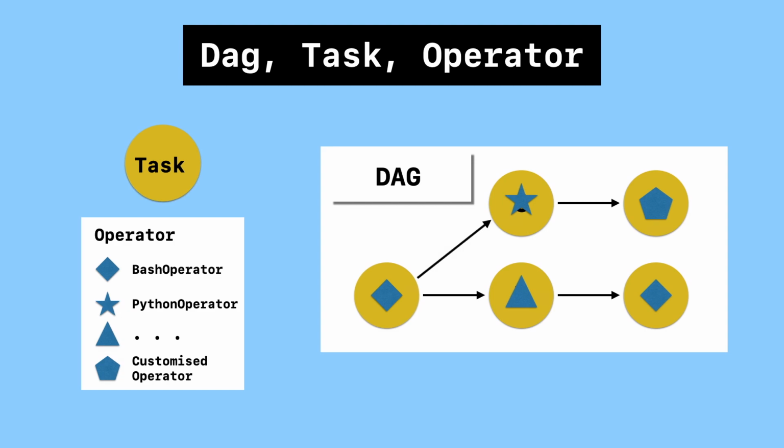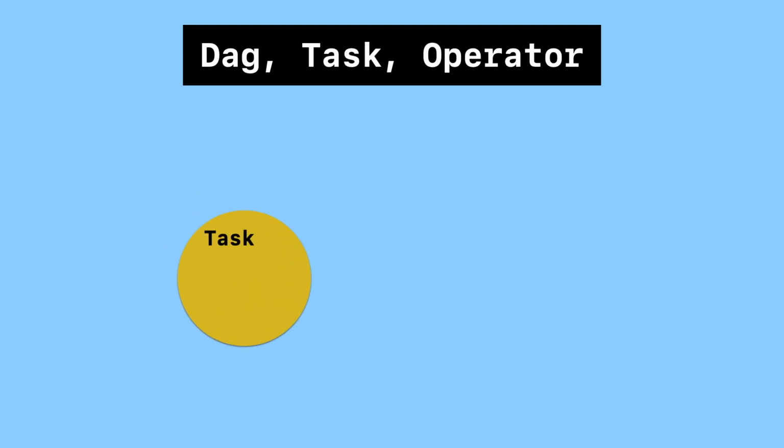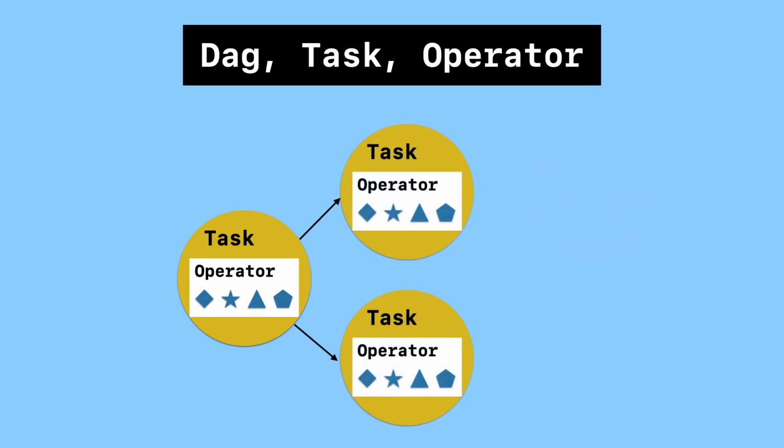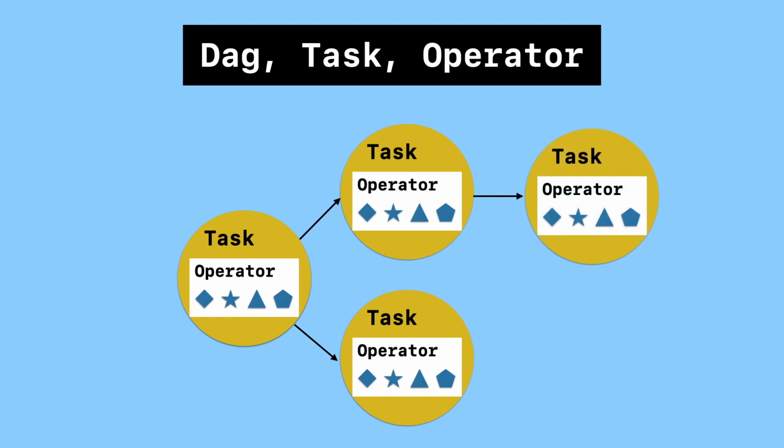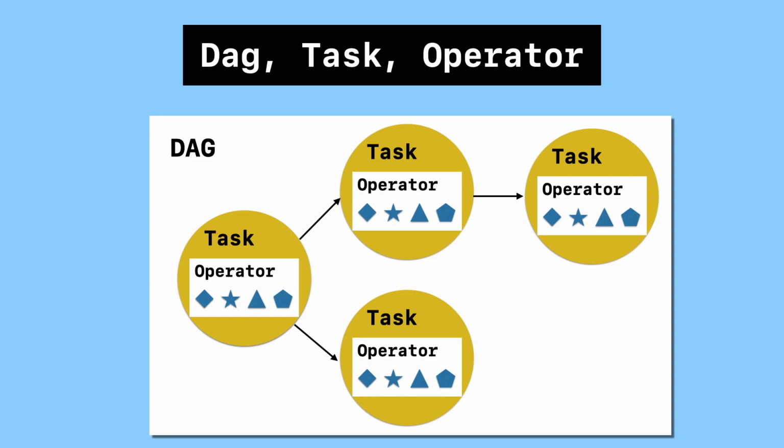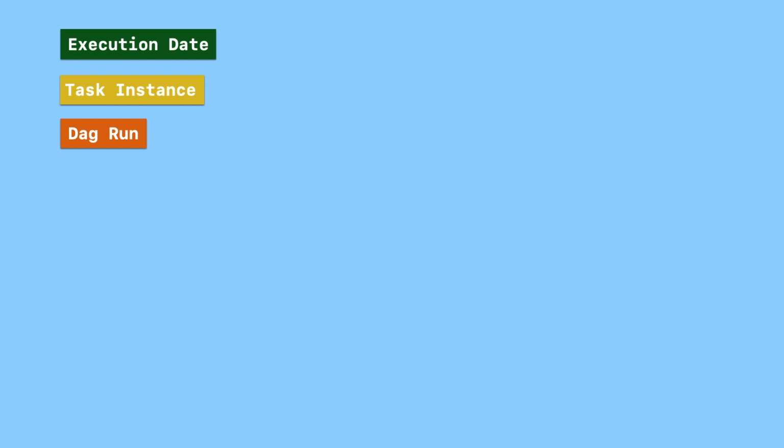To sum up, the operator determines what is going to be done. The task implements an operator by defining specific values for that operator. And a DAG is a collection of all the tasks you want to run, organized in a way that reflects their relationships and dependencies. But what are execution date, DAG run, and task instance?